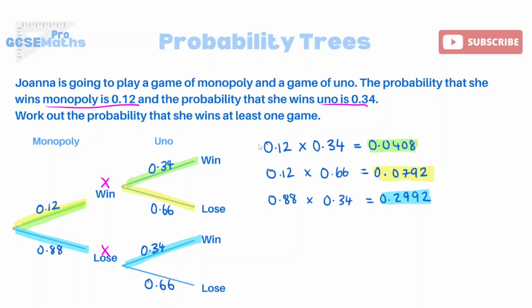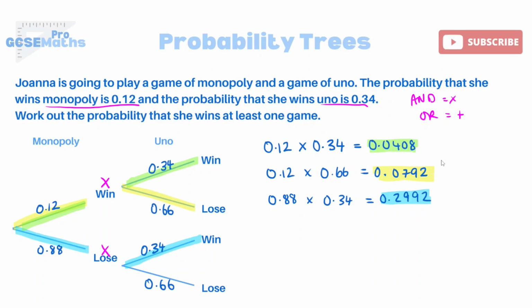So the overall probability of her winning at least one game, we now need to do something with these 3 probabilities. So we'll go back to the fact that I said there's an AND rule, which is multiply, and there's an OR rule, which is add. So AND is always multiply, OR is add. So when we're thinking about this, she's only going to play Monopoly and Uno once, effectively. We're talking about it in the context that she's going to play one game of Monopoly and one game of Uno. We've got 3 different possible outcomes here. But if she only plays it once, only one of these will happen.